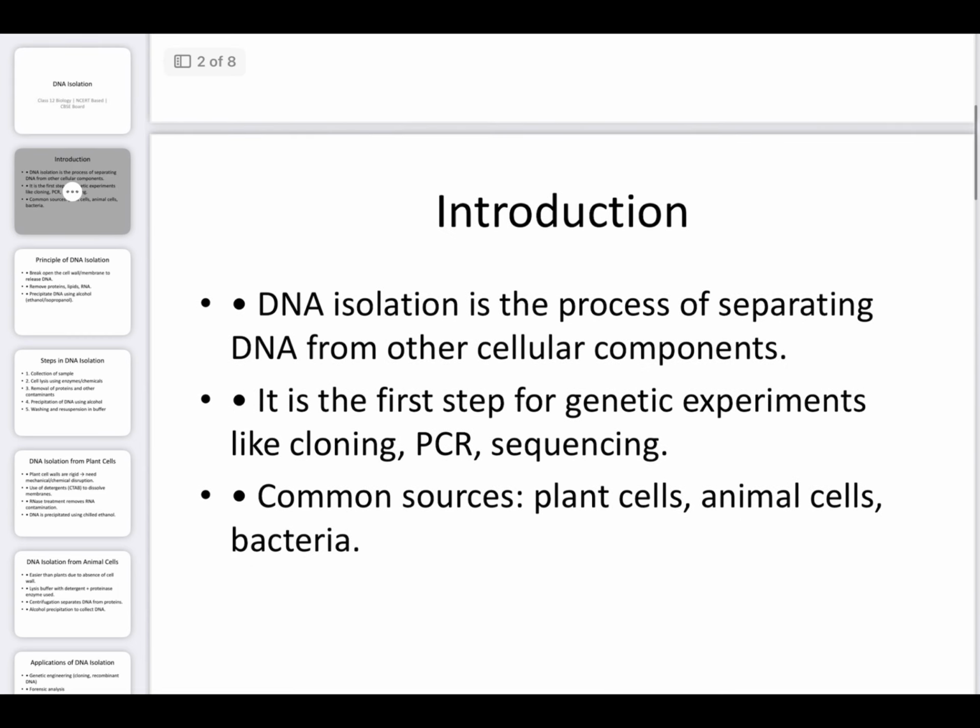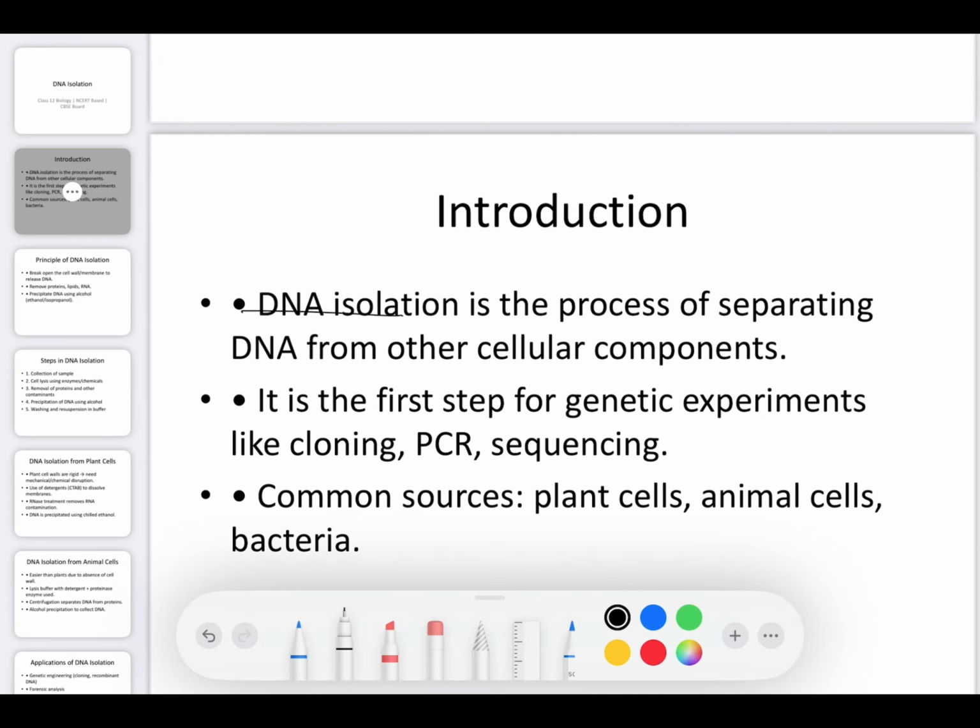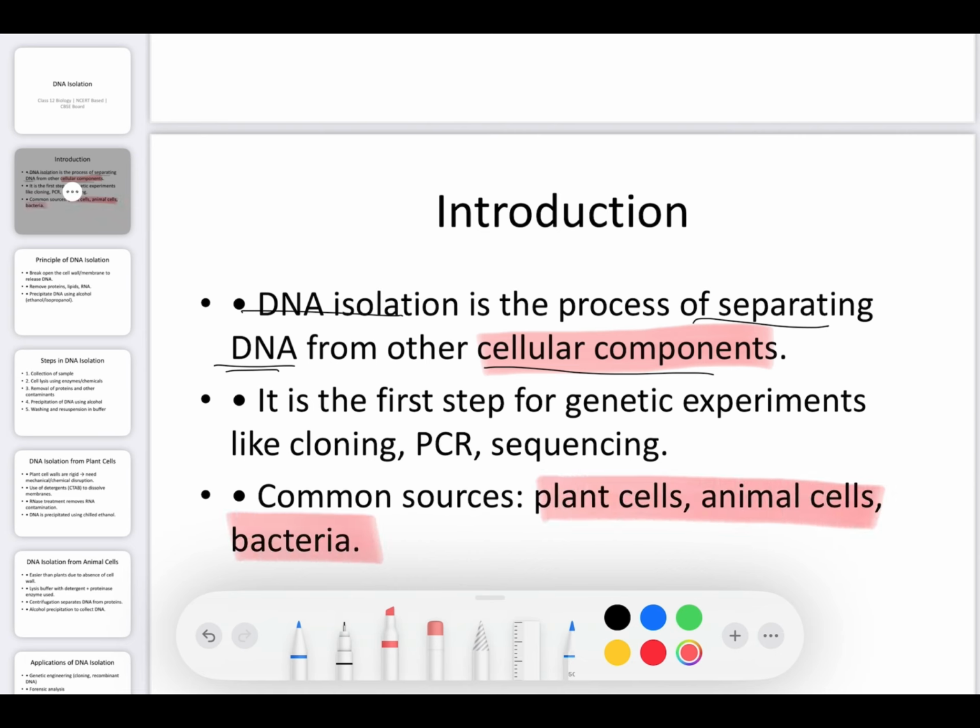As you know, DNA isolation is a process of separating the DNA from the cellular components. We will separate out the DNA from any kind of cell. That can be a plant cell, an animal cell, or a bacteria. These are the common sources that we can use to separate out the DNA.